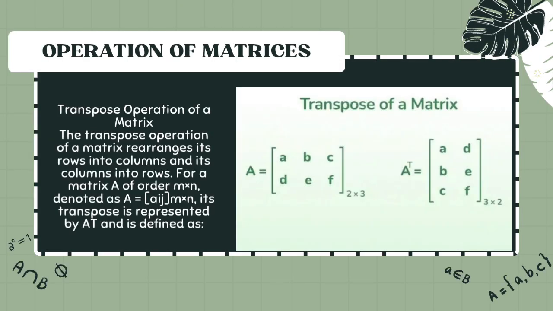Operation of matrices. Transpose operation of a matrix. The transpose operation of a matrix rearranges its rows into columns and its columns into rows. For a matrix A of order m times n, denoted as A equals a_ij, m times n, its transpose is represented by A transpose. A equals a, b, c, d, e, f, order 2 times 3. A transpose equals a, d, b, e, c, f, order 3 times 2.